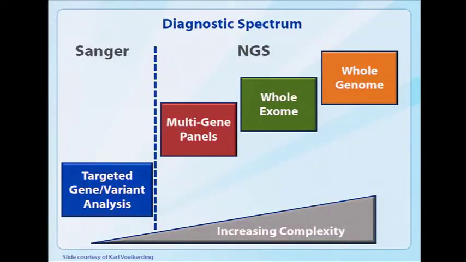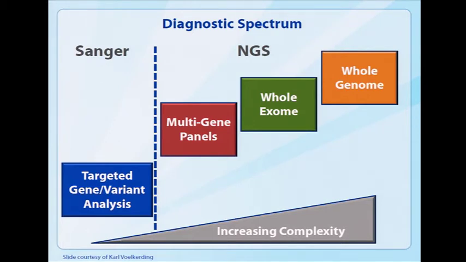Which type of diagnostic spectrum do we have to do? We are still in our lab, for sure, Sanger, but this is the way. We have now started many activities in multi-gene panels, but we're moving more and more to the whole exome and the whole genome. And then at the end, in the flowchart, I will show you how a whole genome could be useful for solving some problems.